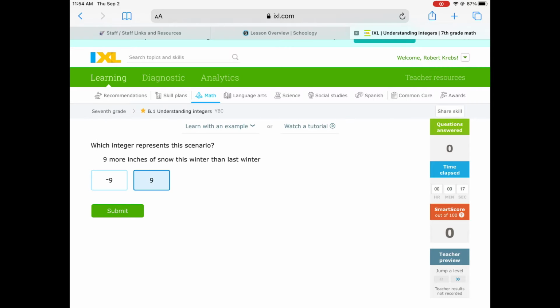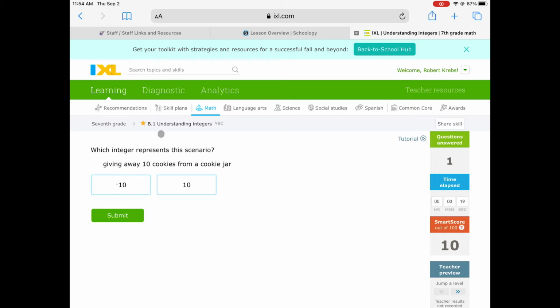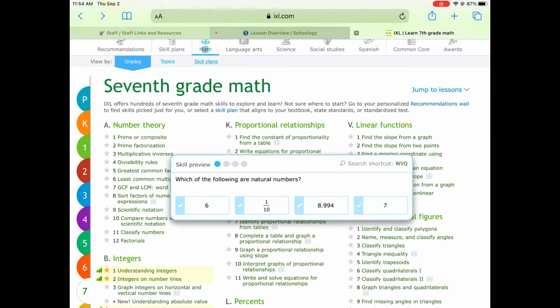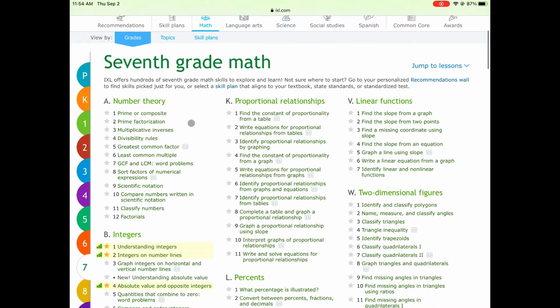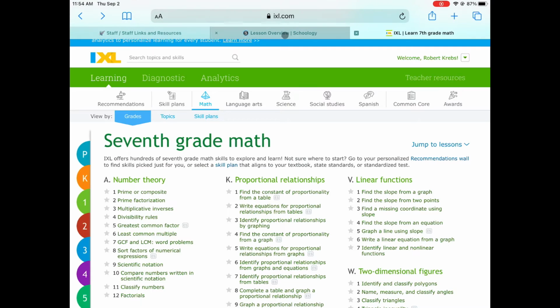You can see my mouse wasn't playing nice, so I had to use my fingers there. But okay, same exact thing. You all did really well with that. In fact, everybody that did it, I think got 100 on it, so they maxed it out pretty quickly, which is what I thought would happen.